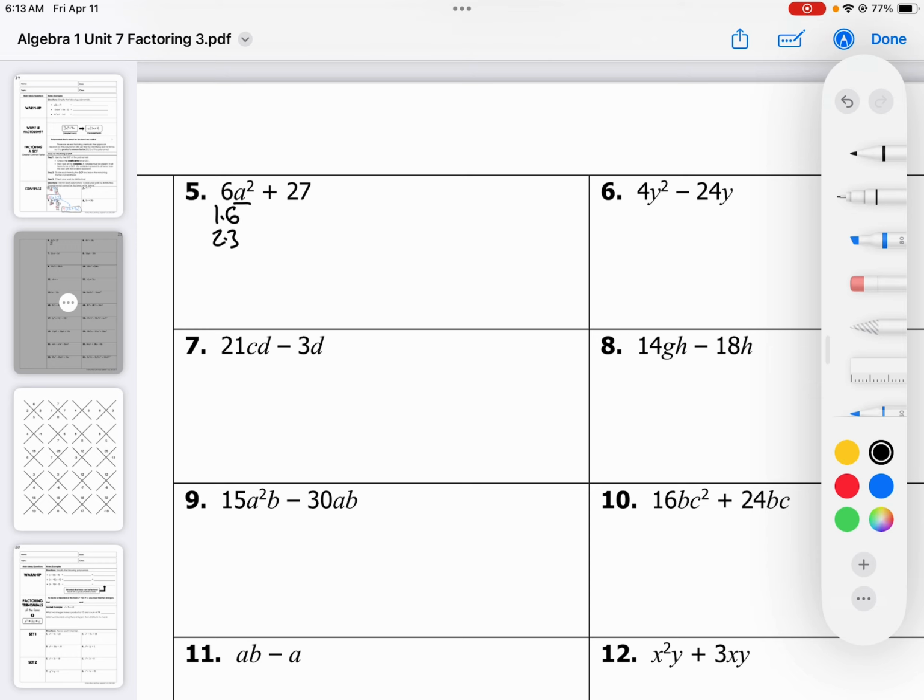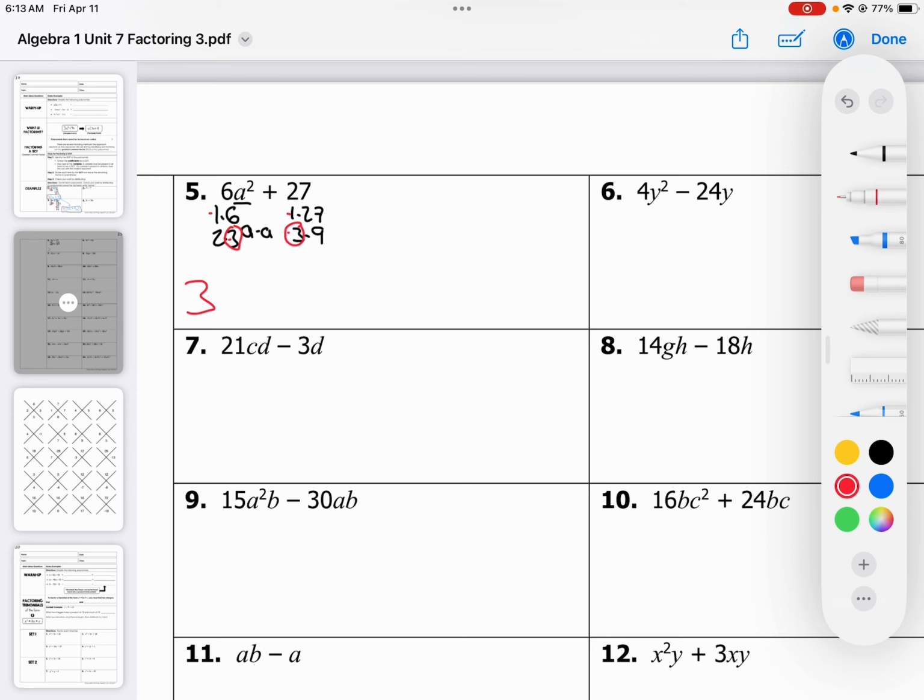And then the a squared would have 2 a's being multiplied together. That would be a times a. 27 is 1 times 27, or 3 times 9. So I got to look and see what is the biggest thing that they both have. I see they both have a 1, and they both have a 3. So 3 is going to be that biggest common factor.